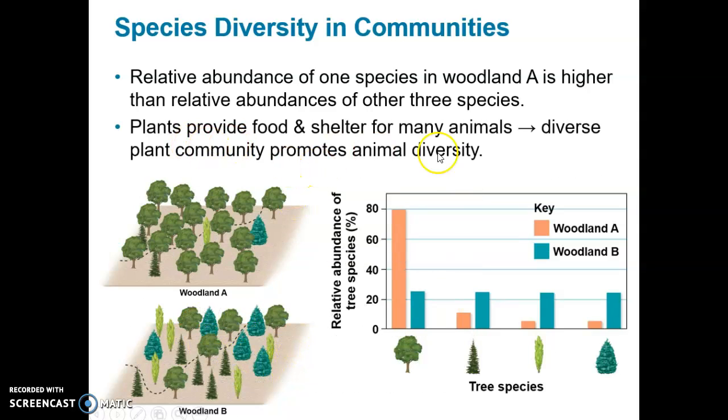So plants provide food and shelter for many different animals. So a diverse plant community like in woodland B will tend to promote a higher animal diversity. So it's actually considered a healthier community versus community A. Community A might be healthy, but it most likely will have a lower animal diversity, different types of animals, than community B. And because of that, community B would also be considered more resistant to environmental change versus community A.